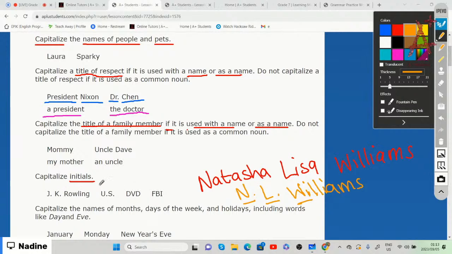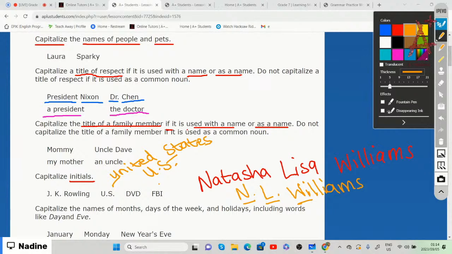So we also capitalize, basically, initials and abbreviations. So US, because US stands for United States. So we just capitalize it when we shorten it to US. We write it in capital letters. Same with DVD, we capitalize it. FBI, capitalize those initials.